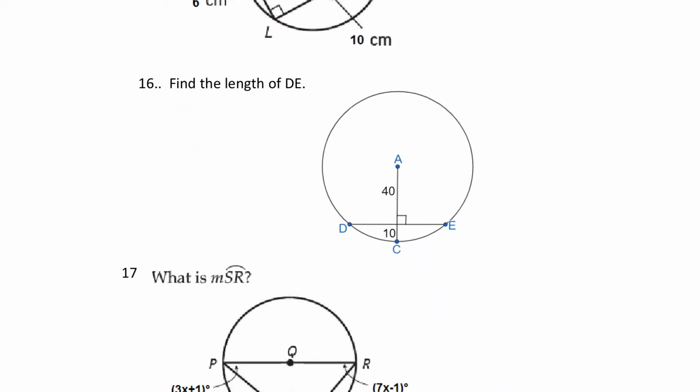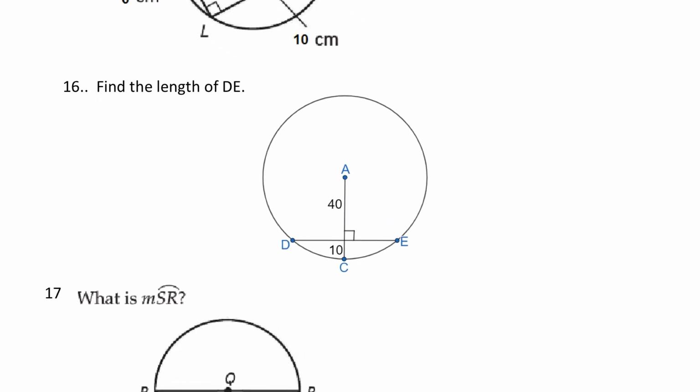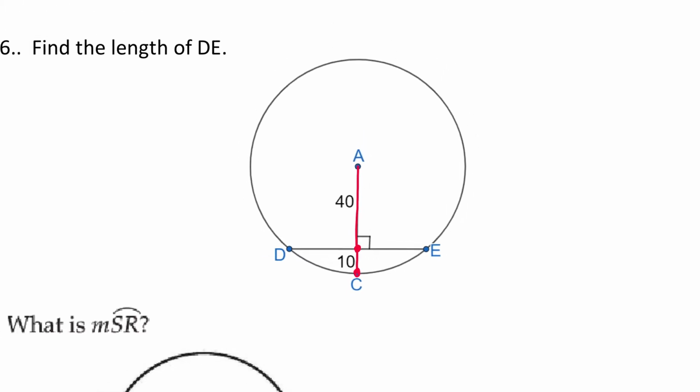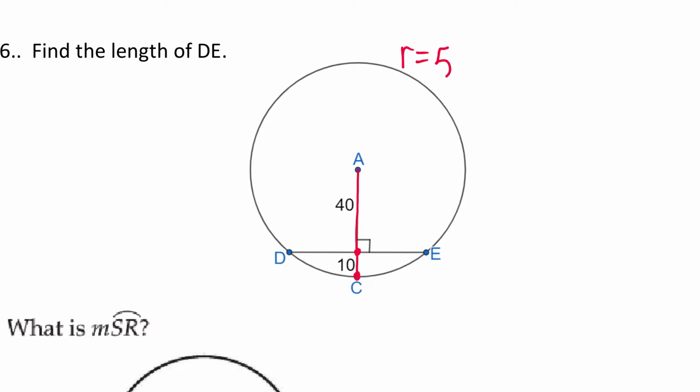Okay, number 16 says find the length of DE. All right, how long is the radius of this circle A? Okay, it's 40 plus another 10, so the radius is how long? 50. Okay, it's 50 units. So any radius that I draw on here should be equal to that.